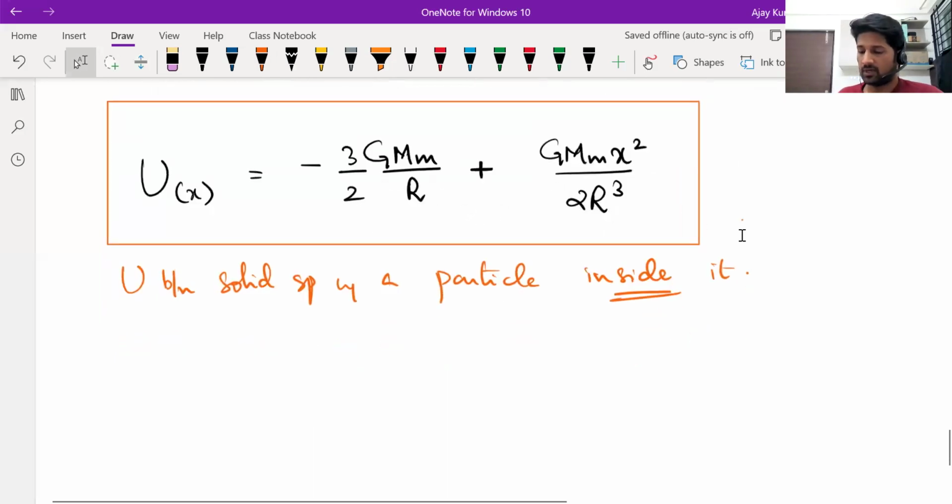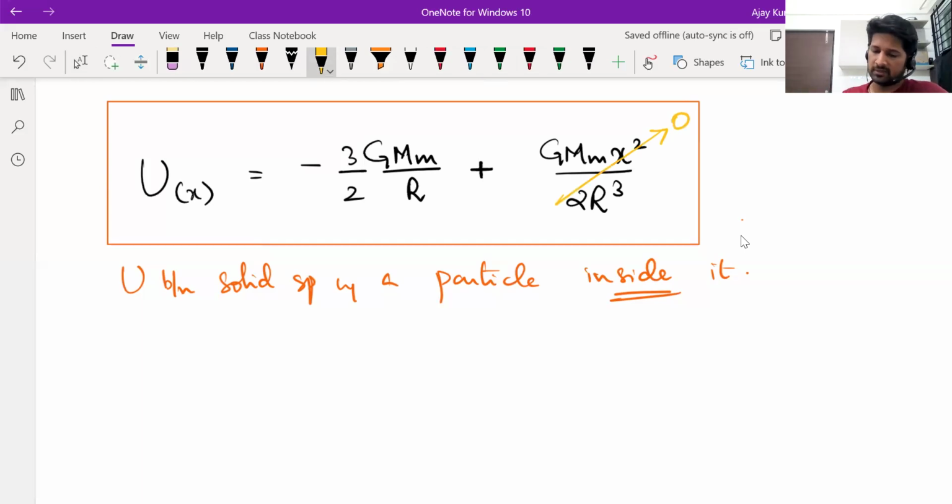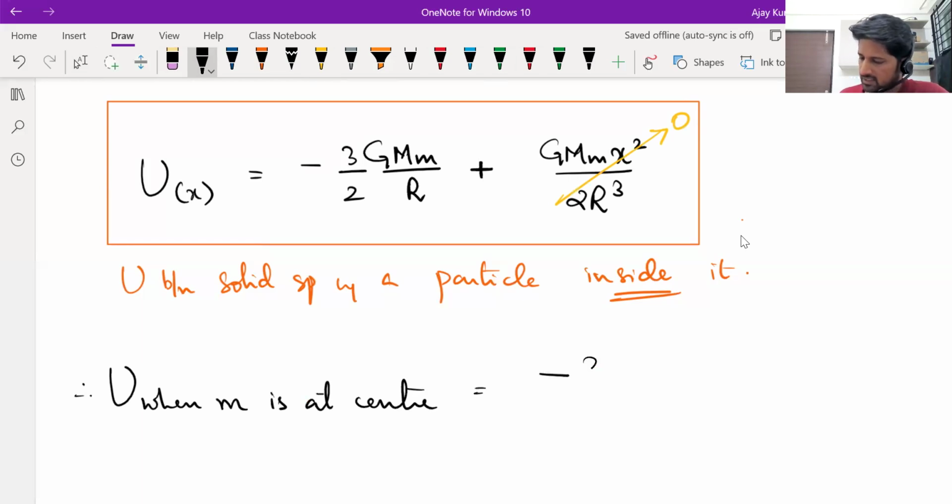Now using this formula, you can tell what is the potential energy when the particle is at the center of the sphere also. When you go to the center of the sphere, x becomes 0. And if x is 0, that whole term is 0. Therefore, potential energy when small m is at the center is minus 3GMm by 2R.